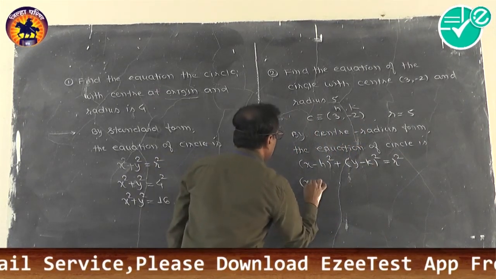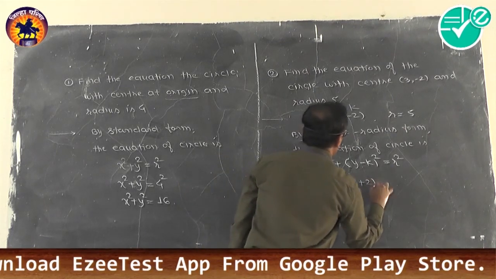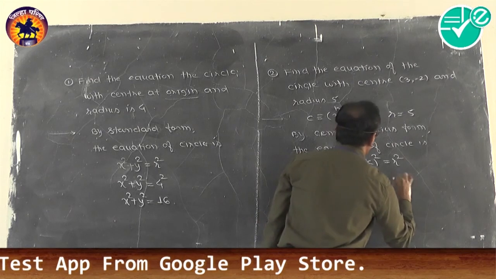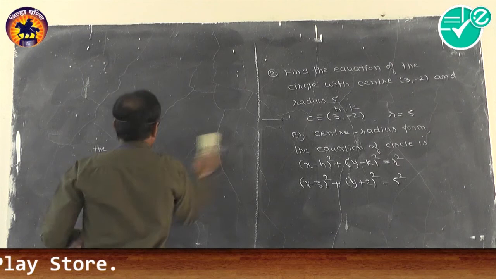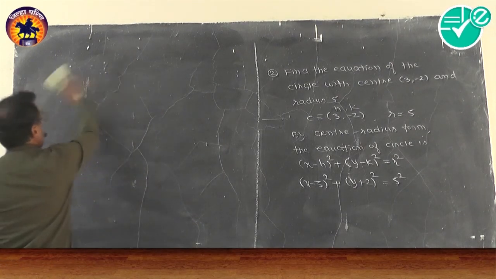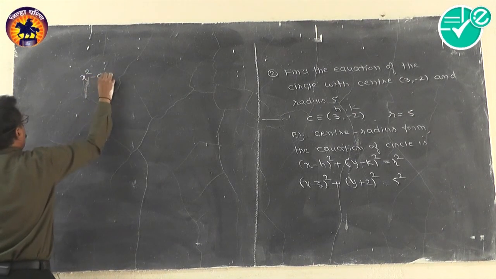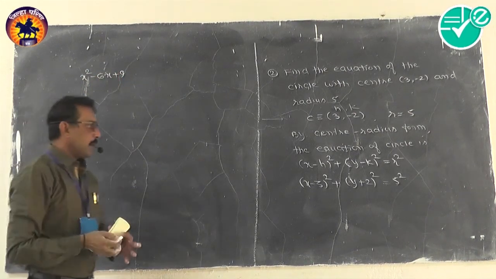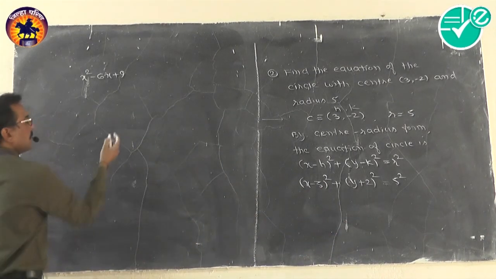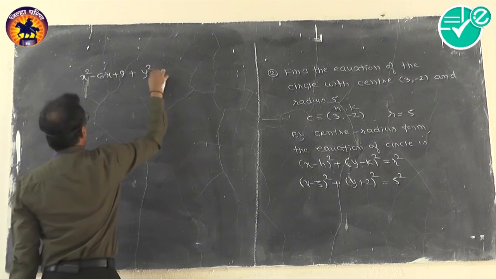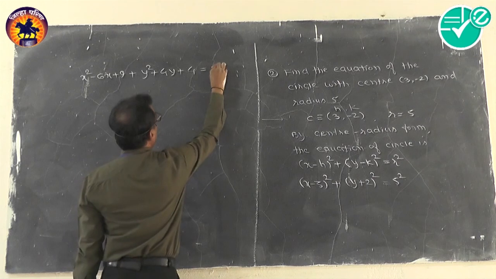x minus h is x minus 3 whole square plus y plus 2 whole square, and it is equal to 5 square. If we simplify this, x minus 3 whole square is x square minus 6x plus 9, and y plus 2 whole square is y square plus 4y plus 4, and it is equal to 5 square, which is 25.